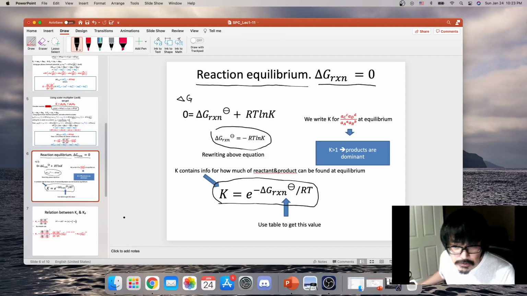I think that's probably good enough for this one. One thing to note here is that if you have a K that's much bigger than 1, then obviously the products are dominant. And if it's much less than 1, then reactants are going to be the dominant species at equilibrium.